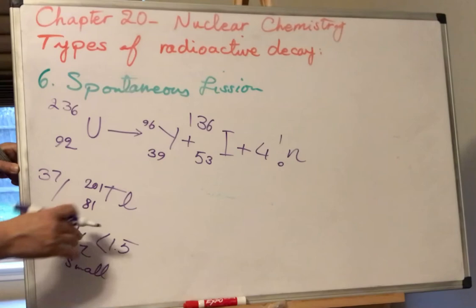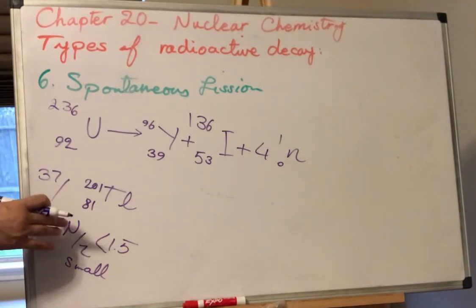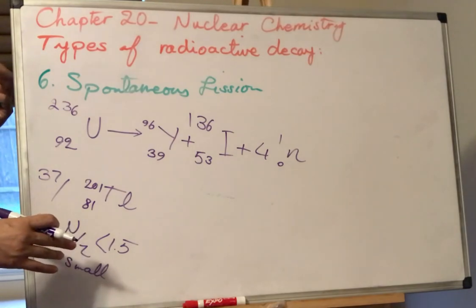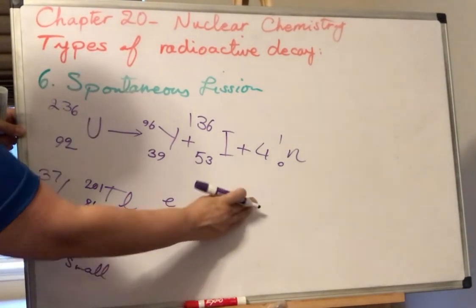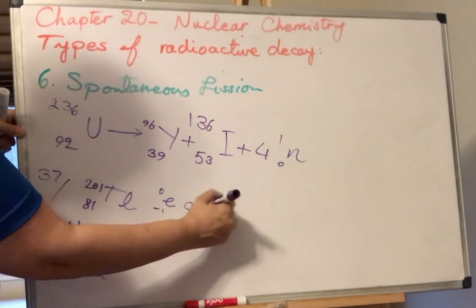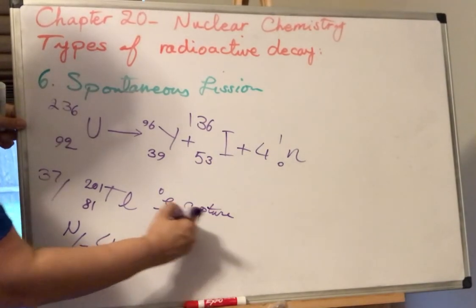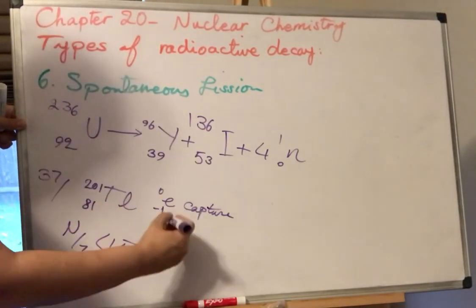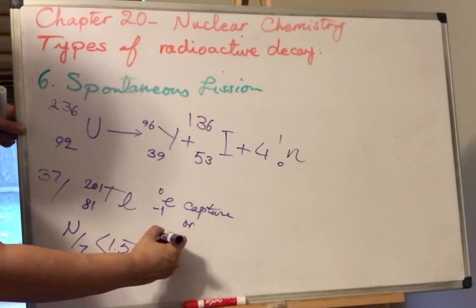We said for nuclei with N to Z less than 1.5, we have either electron capture or positron emission. We can go back to the previous slide, we have it there. So electron capture or positron emission.